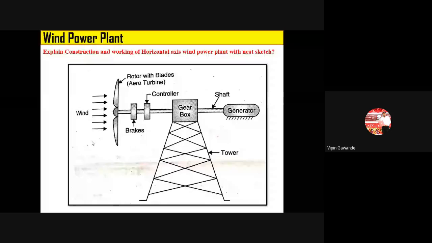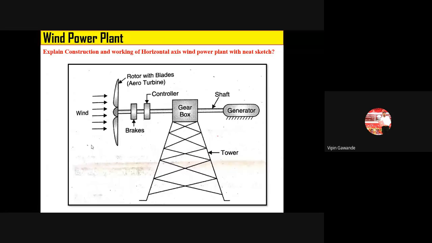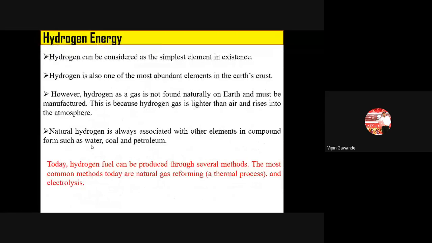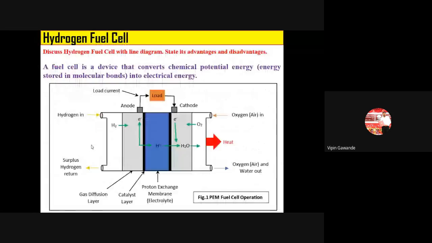Okay. So be careful about the two power plants. One is the solar thermal power plant. Another one is the photovoltaic power plant. Photo means it is light, using light. Thermal means it is using heat. Okay. So next time we will discuss the hydrogen energy. We'll discuss the hydrogen fuels. This is a very important question.